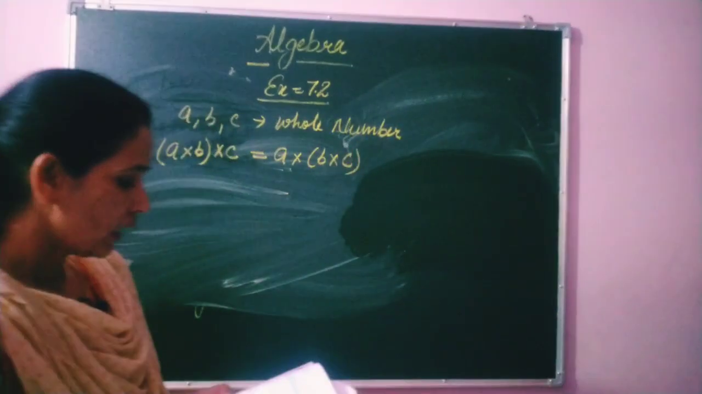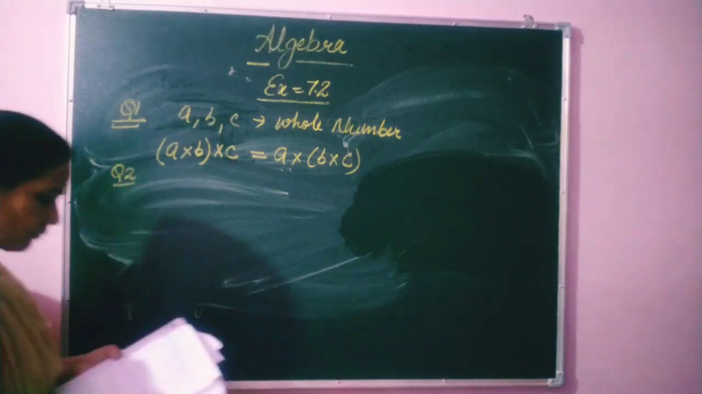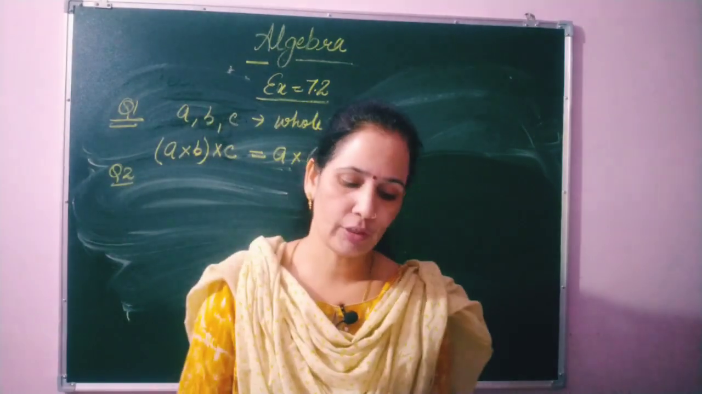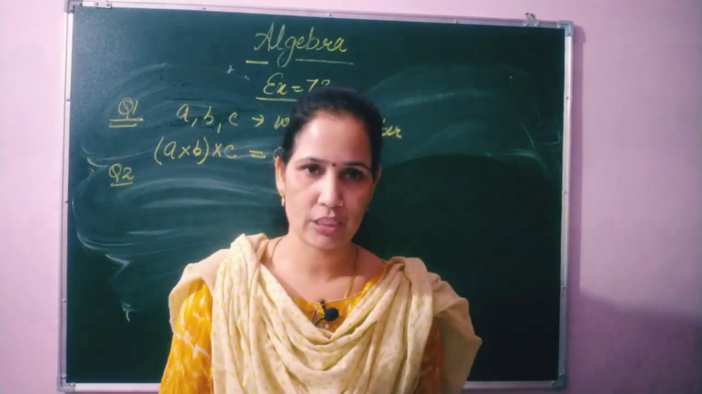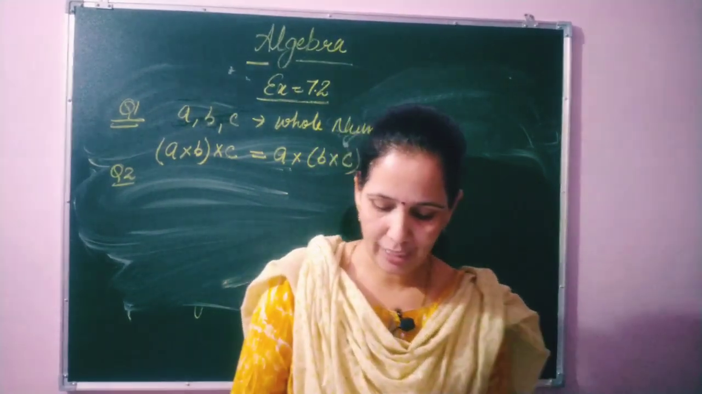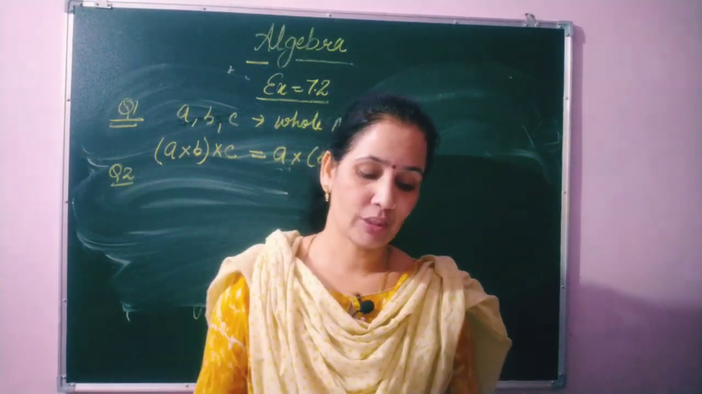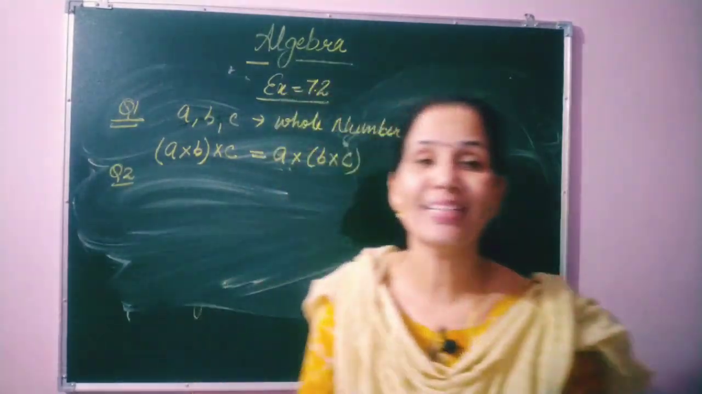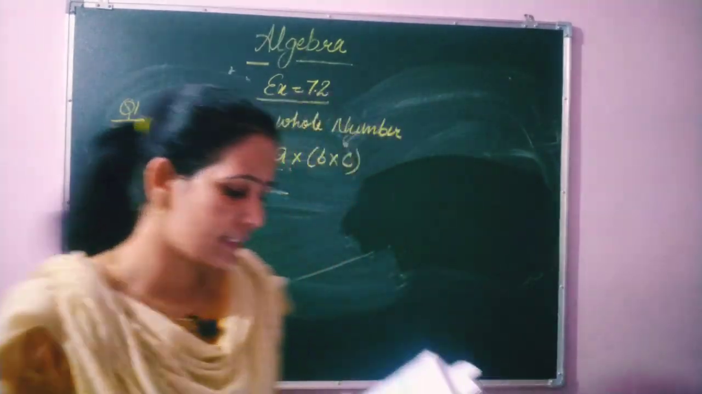Okay friends, now the second question. In the second question: how will you generalize the distributive property of multiplication over addition? We have to show the distributive property of multiplication over addition in algebraic form. We have to generalize. Generalize means we have to write the formula by using variables. So we are going to generalize this property.